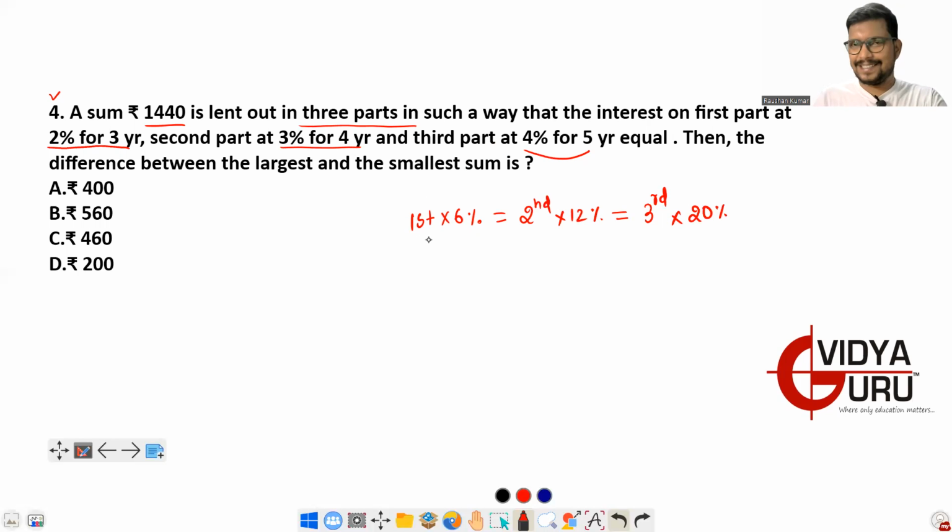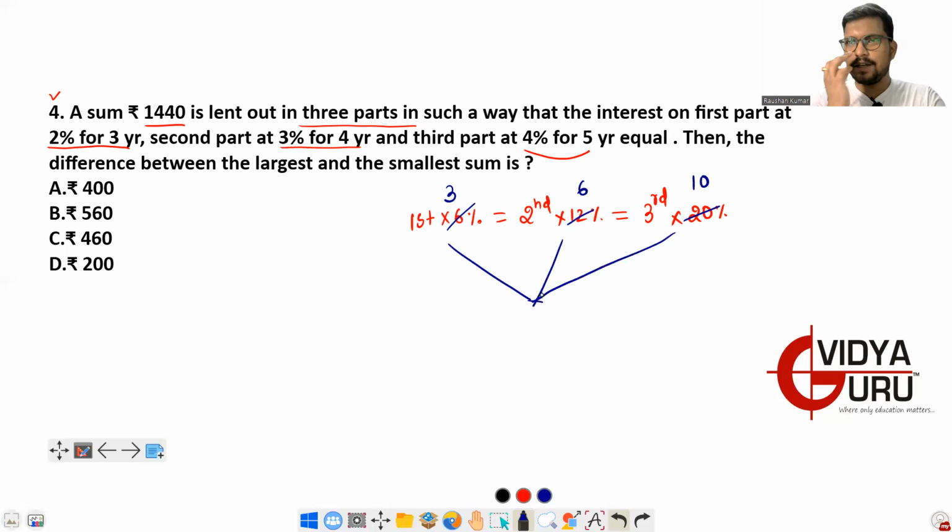Right, now see if there is anything common, just cancel it out. We can cancel this part by 2, so first, second, third will be the same here, and the percentage will be cancelled out: 3 here and 6 here, and this part will be 10, right? So first into 3, second into 6, and third into 10. Now see what we should do here. We have to calculate in the form of ratio.